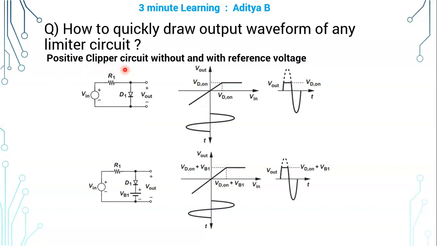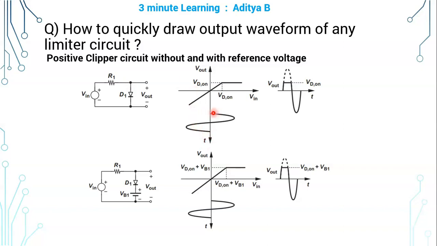Positive clipper circuit diagrams with and without reference voltage are there in this slide. If you see, this is the anode, this is the cathode, this is the P side, this is the N side. As the P side of the diode is connected to the output node, the positive peak is clipped.